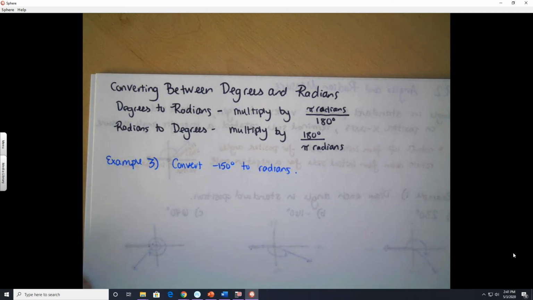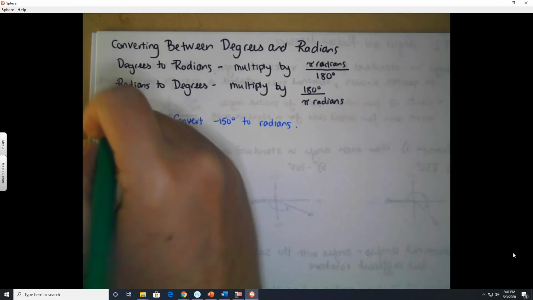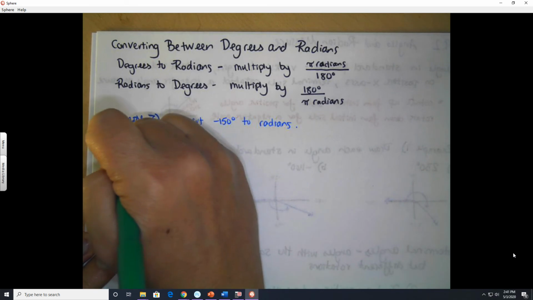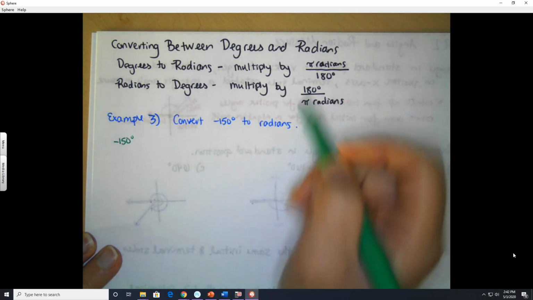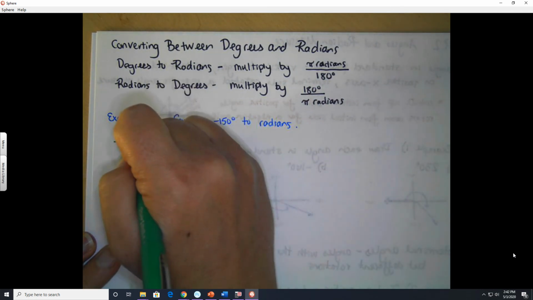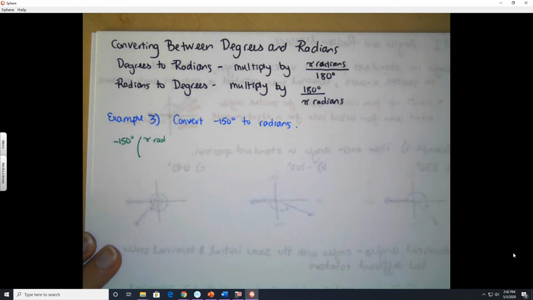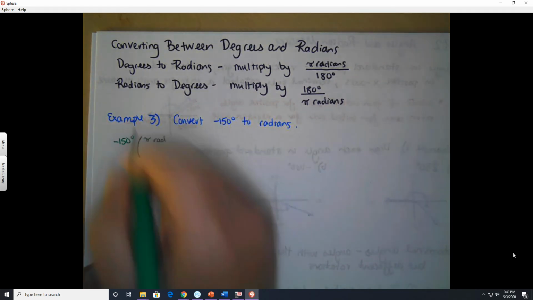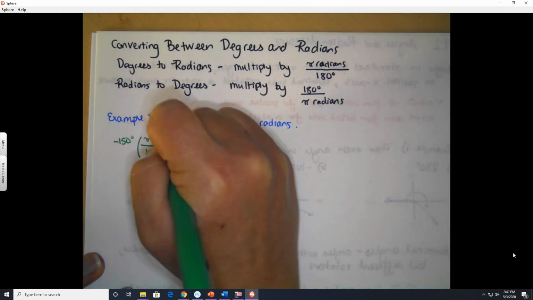And I'm going to show you how to do this without a calculator and then how you can do it if you do happen to have a calculator. We're taking negative 150 degrees. We're going from degrees to radians, so we're going to multiply by pi over 180. And I'm going to abbreviate radians as RAD because radians are rad. Over that 180 degrees.